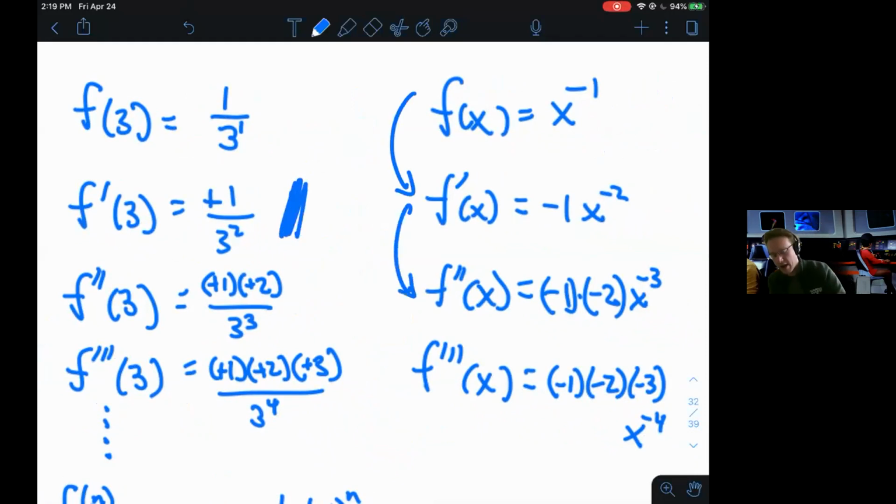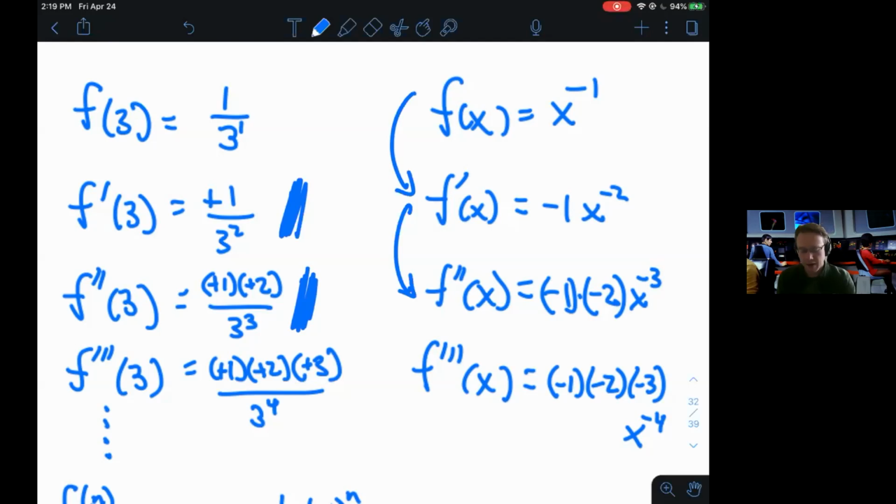Next up, I take yet another derivative. Now the -2 comes down, right? And I reduce my power, and it becomes x raised to the -3rd power. So now I can plug in 3 to that, and I get this answer over here. So notice I have 1 times 2, and then I'm dividing by 3 cubed.